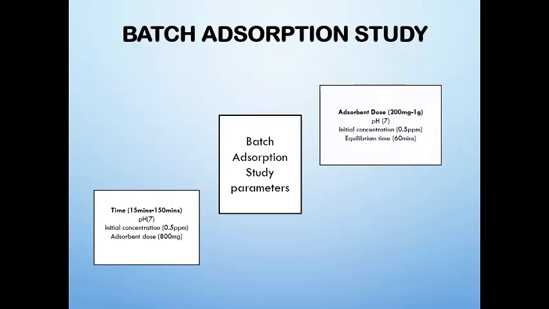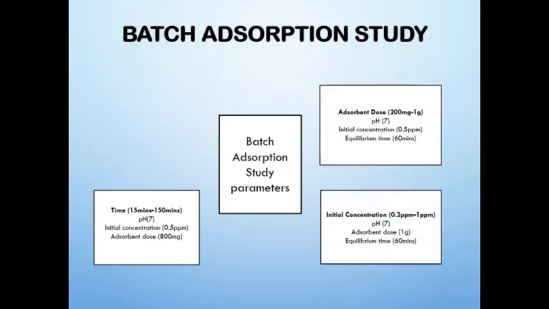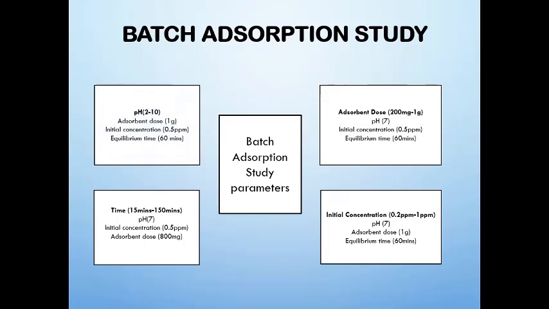Then I have kept pH 7, initial concentration 0.5 ppm, and equilibrium time 60 minutes constant, and varied the adsorbent dose from 200 mg to 1 gram. Then I varied the initial concentration from 0.2 ppm to 1 ppm, keeping pH 7, adsorbent dose 1 gram, and equilibrium time 60 minutes constant. And last but not least, I have varied pH from 2 to 10, with adsorbent dose 1 gram, initial concentration 0.5 ppm, and equilibrium time 60 minutes.